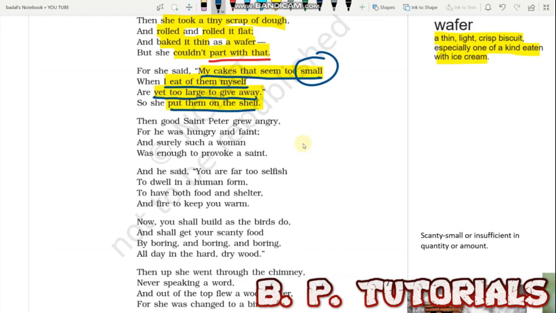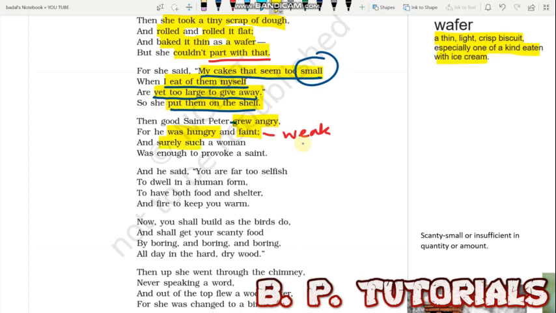Then good Saint Peter grew angry. He was already very much weak, hungry, and when he got to see this kind of selfish attitude from that particular woman, he got more angry. I mean, it was quite natural. He was going to become angry. For he was hungry and faint. Because he was hungry and he was very weak. He was faint, he was weak, and because of that he went very angry.